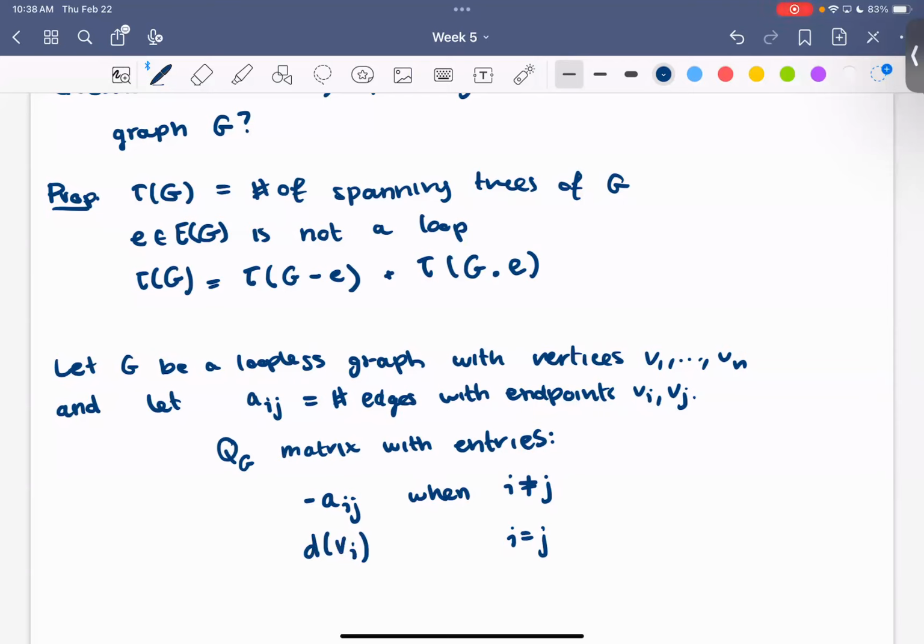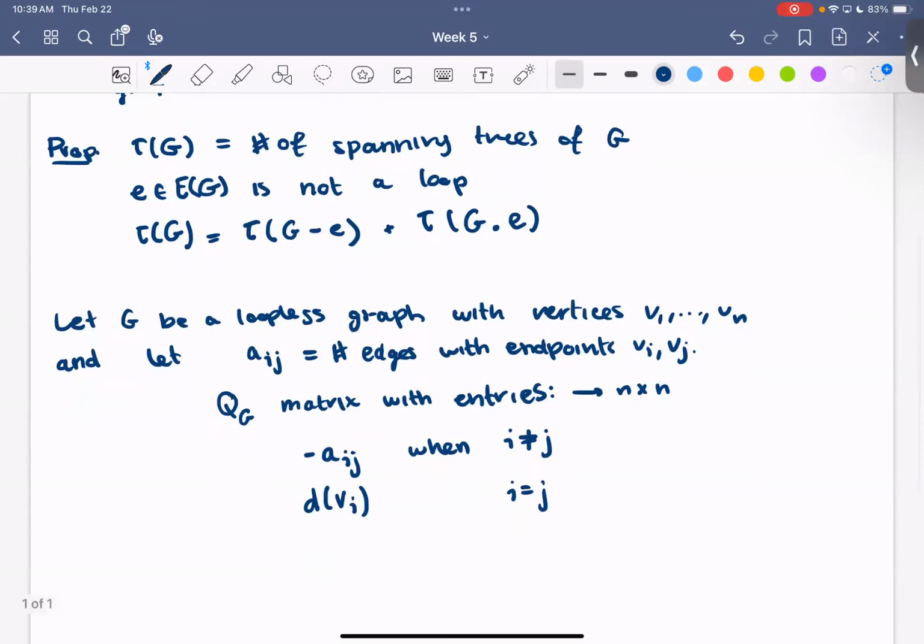Okay, so what size of matrix is this? This is n by n, so number of vertices times number of vertices. So just to recap what this is doing, on the diagonal, we have the degree of each vertex, and on the off diagonals, we have minus the number of edges from vertex i to vertex j. Okay, I know it will be clear why we need to do this in a second.